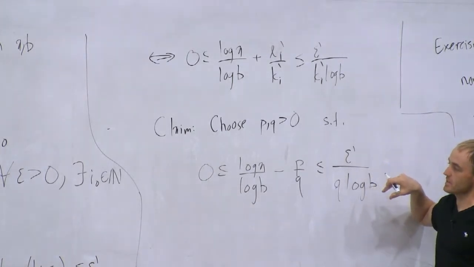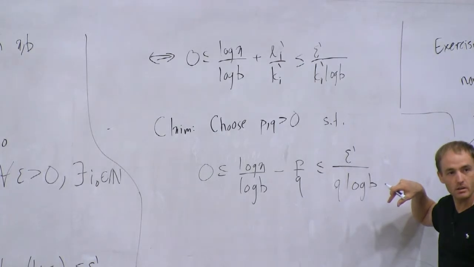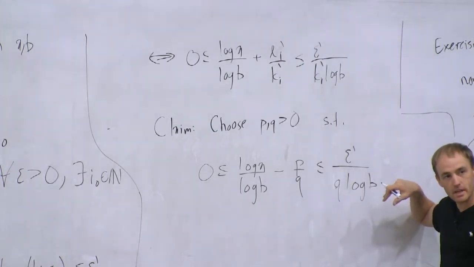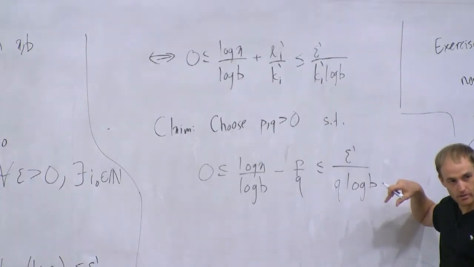This is where you're using the fact that log a and log b are Q-linearly independent. Okay? I'm not going to tell you exactly why this is true, but I bet if you think harder, you'll be able to figure it out.